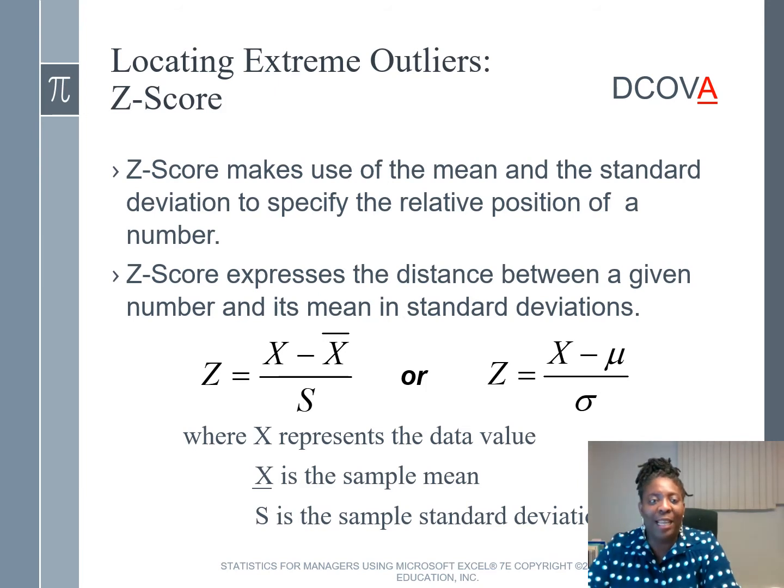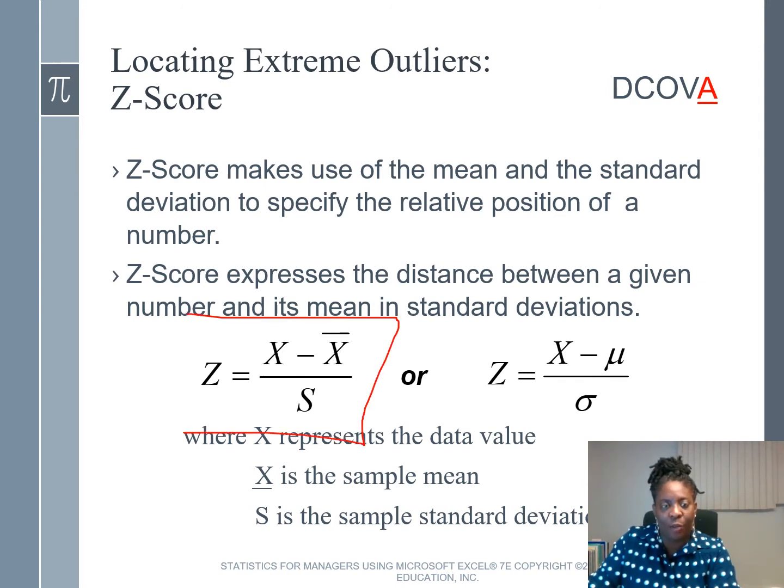So I'm going to read. Z-score makes use of the mean and the standard deviation to specify the relative position of a number. The z-score expresses the distance between a given number and its mean in terms of standard deviations. So it's calculated as x minus the mean divided by s, which is the standard deviation. The first one is for sample, the second one is for population. How do I know? Because we're talking about mean in terms of mu, and we're talking about standard deviation in terms of sigma.